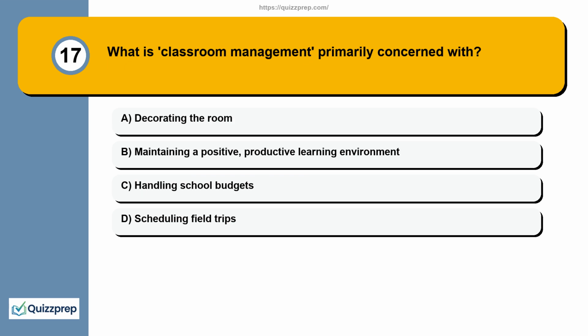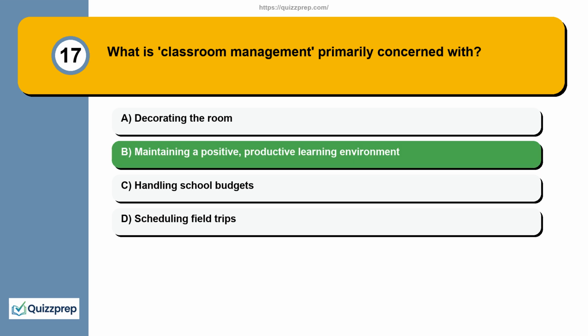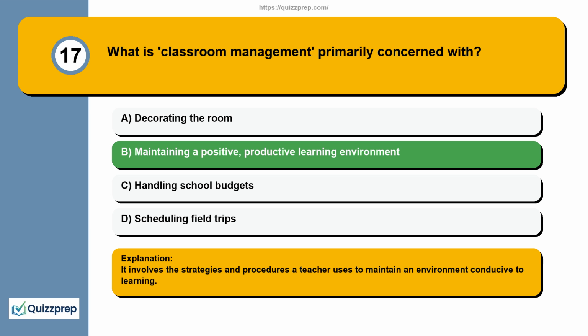Question 17. What is classroom management primarily concerned with? Here are your options. Option A. Decorating the room. Option B. Maintaining a positive, productive learning environment. Option C. Handling school budgets. Option D. Scheduling field trips. The correct answer is option B. Maintaining a positive, productive learning environment. Explanation. It involves the strategies and procedures a teacher uses to maintain an environment conducive to learning.